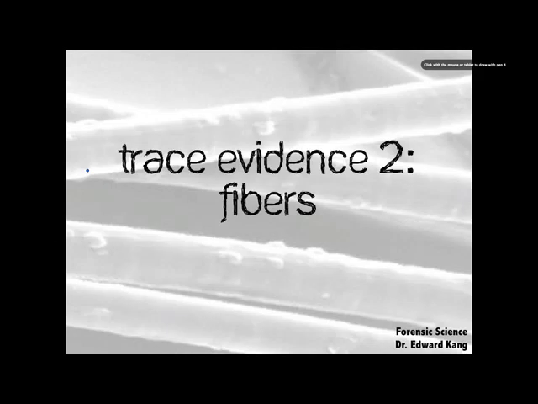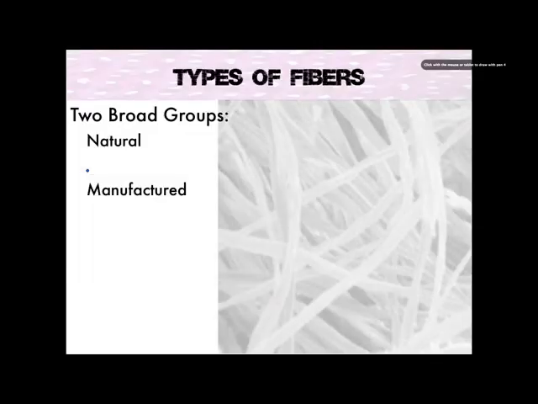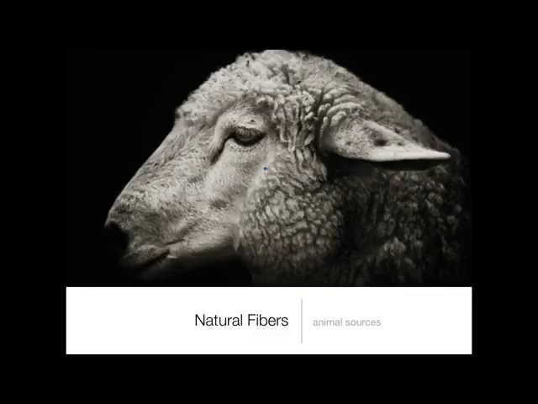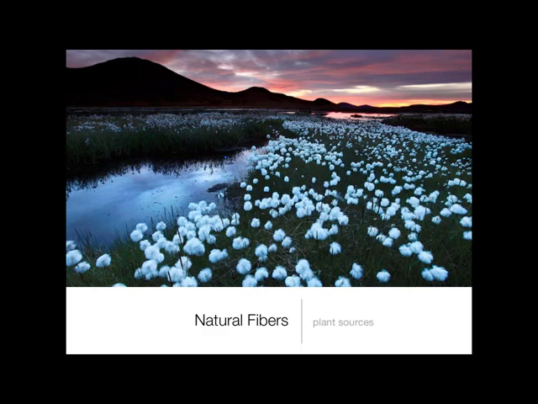trace evidence, or fibers. So there are two broad groups of fibers. They consist of natural fibers and manufactured fibers. Natural fibers come from animal sources such as sheep, or they come from plant sources such as cotton. And this is a picture of a cotton field.